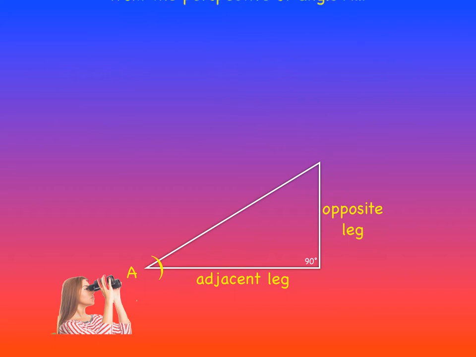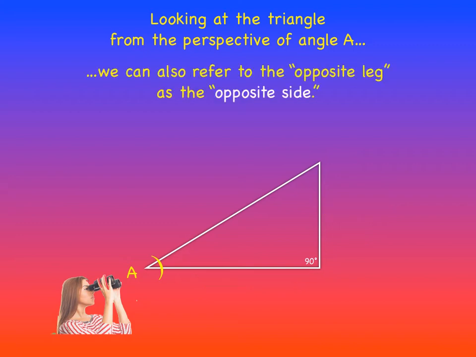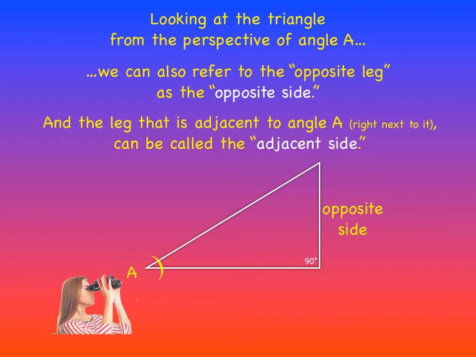Looking at the triangle still from the perspective of angle A, we can also refer to the opposite leg as the opposite side. Same idea. And the leg that is adjacent to angle A can be called the adjacent side. The hypotenuse already has a name.